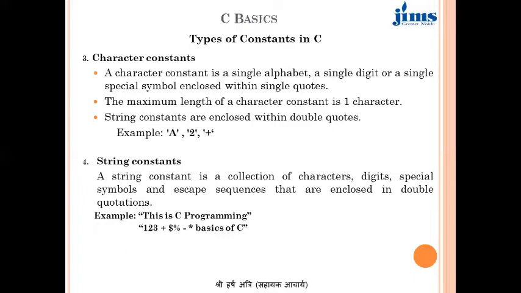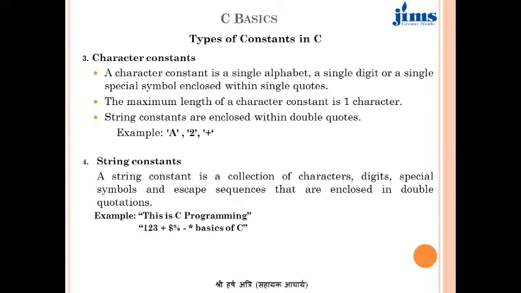Character constants. A character constant is a single alphabet, a single digit, or a single special symbol enclosed within single quotes. The maximum length of a character constant is one character. String constants are enclosed within double quotes.